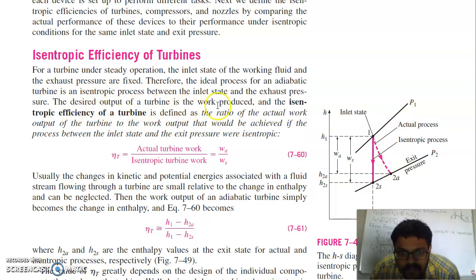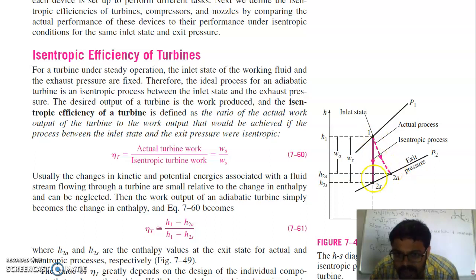Thus, the desired output of the turbine is the work produced, and the isentropic efficiency of turbine is defined as the ratio of the actual work output of turbine to the work output that would be achieved if the process between inlet state and exit pressure were isentropic. So this is the actual process here, which is not isentropic because there are some irreversibilities, loss of heat, and some friction. There are some losses also.